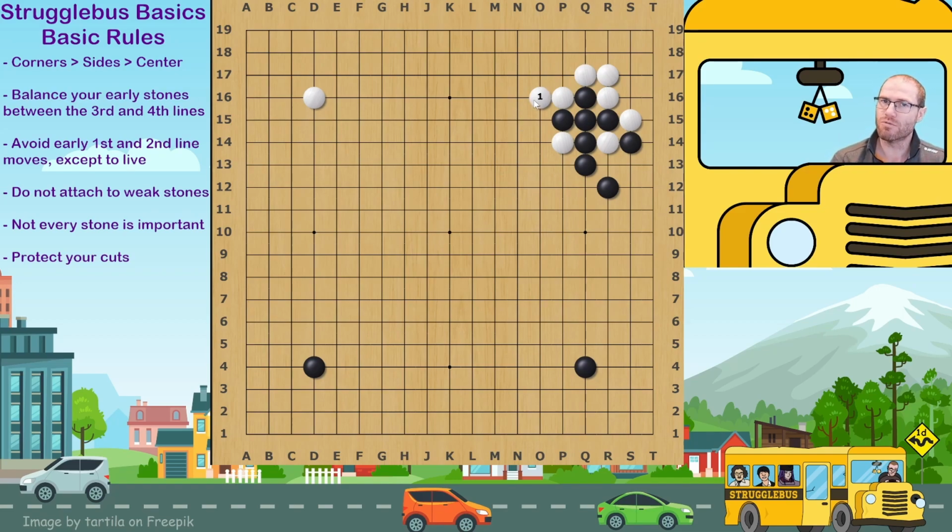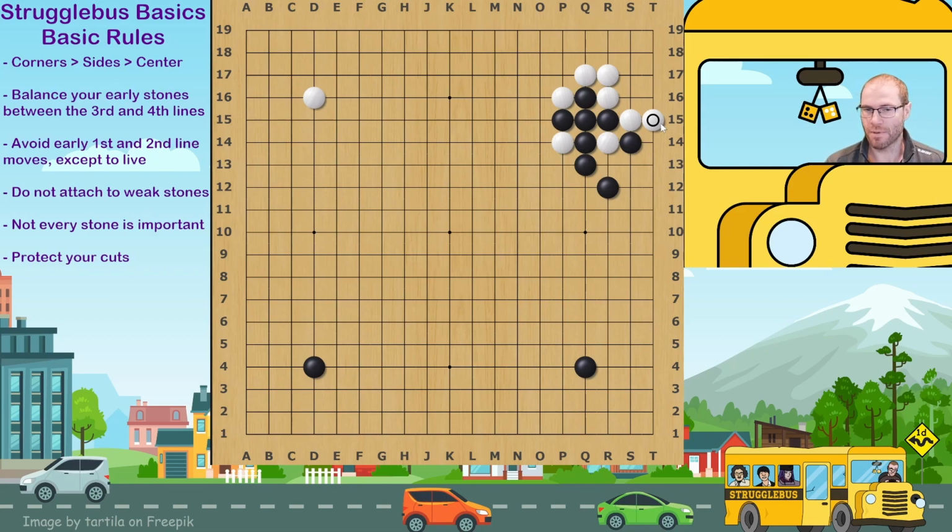So that kind of goes through how I apply the rules to figure out what move we would do here. And going back, I think many of us would probably see this and go, oh, we should save that stone. And in the game, that is what happened. White chose to descend here, okay? Which is a little off because it's way too early for a first line move. So this breaks rule number 3, which is avoid early first and second line moves. And it also breaks the rule of understanding that not every stone is important.